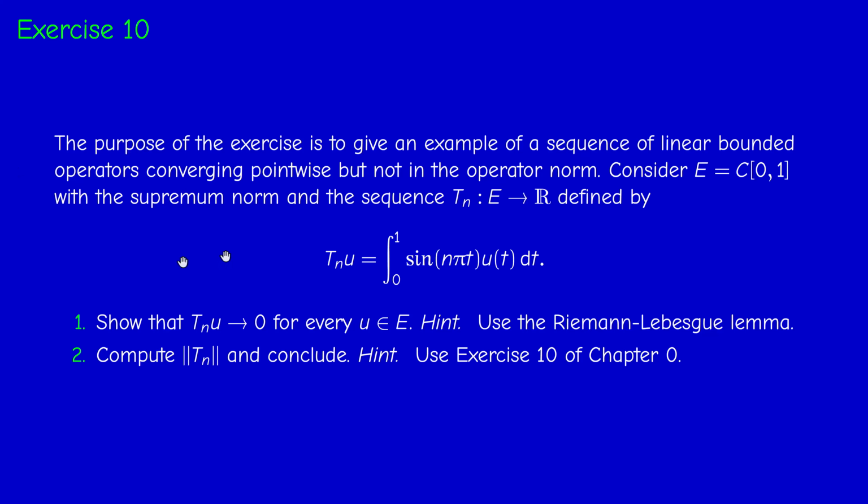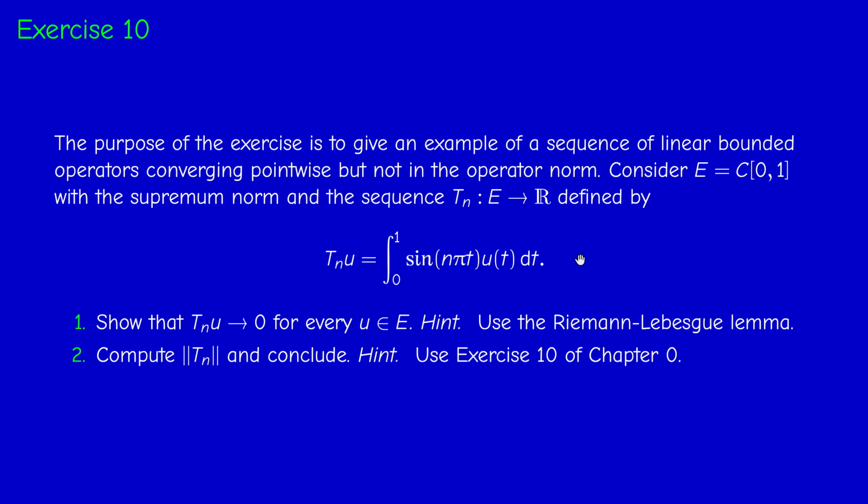We consider the space of all continuous maps from 0, 1 to R with the supremum norm, the maximum norm, or the norm of uniform convergence, same thing. And we consider this sequence of maps: T_n of u is the integral from 0 to 1 of sine n pi t times u of t dt. We have to show that T_n of u tends to 0. For this, there's a very important fundamental result called the Riemann-Lebesgue lemma that I will explain now. Then we have to compute the norm of T_n and conclude.